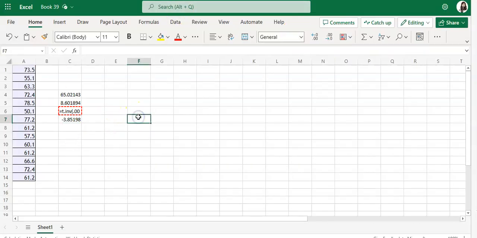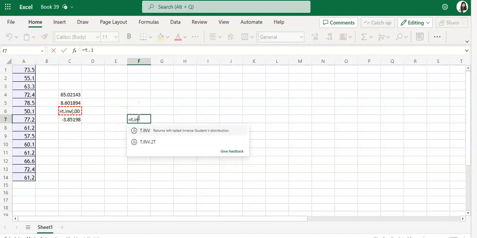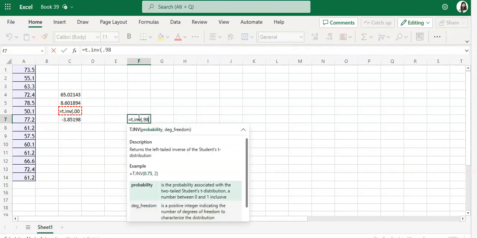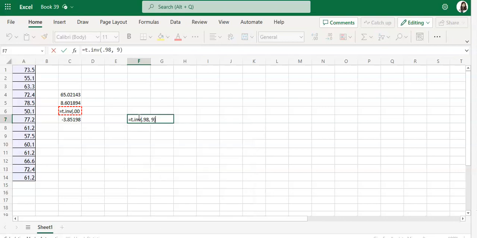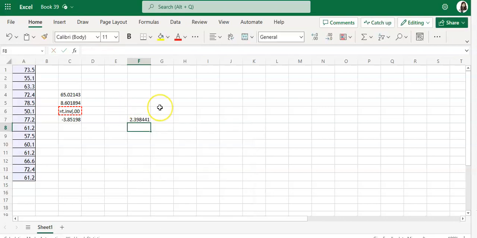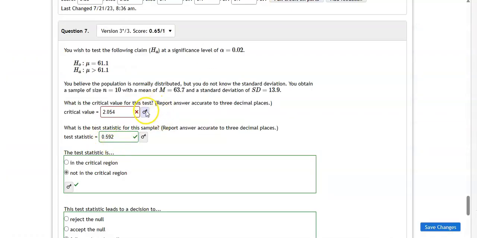0.98, equals T.INV of 0.98 with 9 degrees of freedom, is 2.398. And of course, if we go back to the problem, that is the value that you needed. Okay, so my guess is you used the z statistic instead of using your t statistic to look things up. And hopefully that will help you.